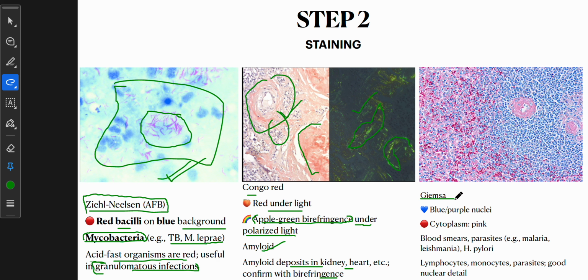And in Giemsa stain, you see blue or purple colored nuclei. You can see these blue or purple nuclei, and then the cytoplasm is pink. This is Giemsa staining, right? Giemsa staining is usually done for blood smears and parasites like malaria, leishmania, and H. pylori. There you can see lymphocytes, monocytes, parasites, and good nuclear detail. There are different kinds of cells in here. That is how staining differs the cellular characteristics and architecture, right?